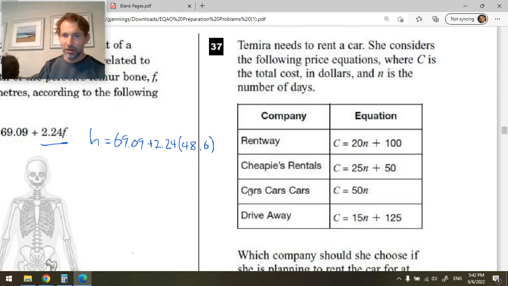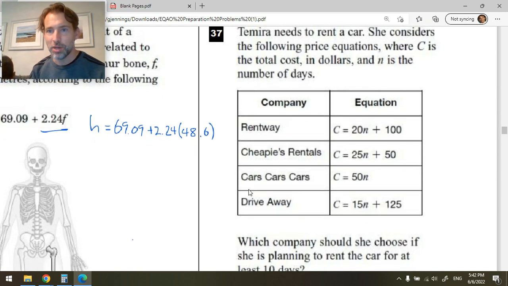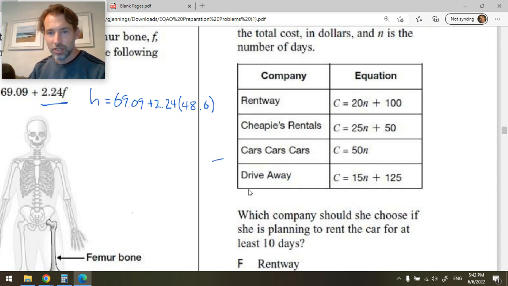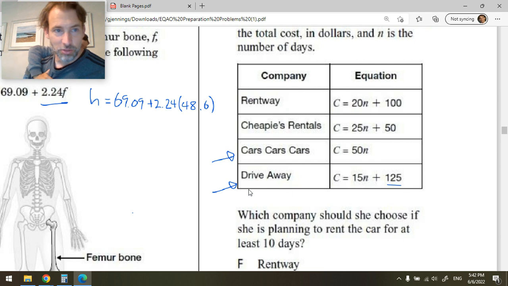Tamira needs to rent a car. She considers the following price equations where C is the total cost in dollars and N is the number of days. Okay, so Cars does not charge you an upfront fee. They just charge you $50 a day. Okay. Drive Away charges a very high flat fee of $125, but only $15 a day. Okay. And Cheapies Rentals is a $50 flat fee and $25 a day.